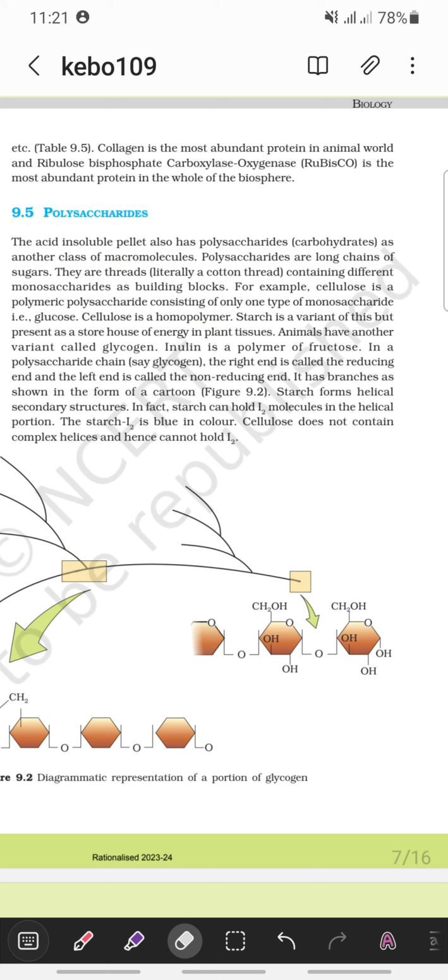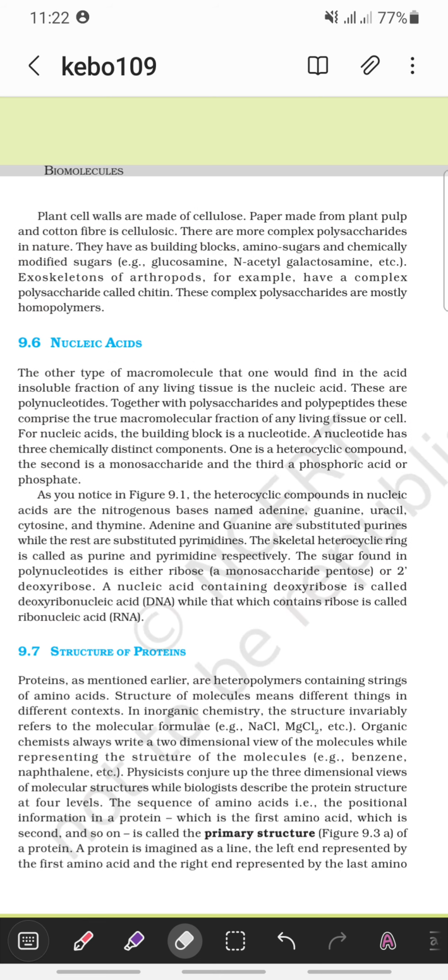Starch forms helical secondary structures. In fact, starch can hold I2 molecules in the helical portions. The starch-I2 complex is blue in color. Cellulose does not contain complex helices and hence cannot hold I2. Plant cell walls are made up of cellulose. Paper made from plant pulp and cotton fiber is cellulosic.